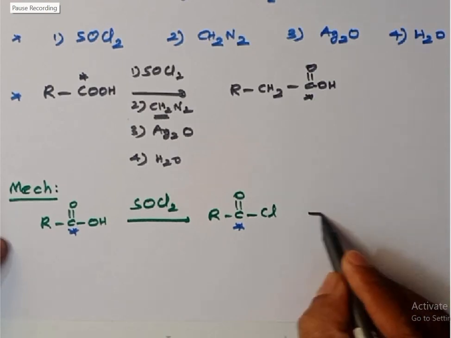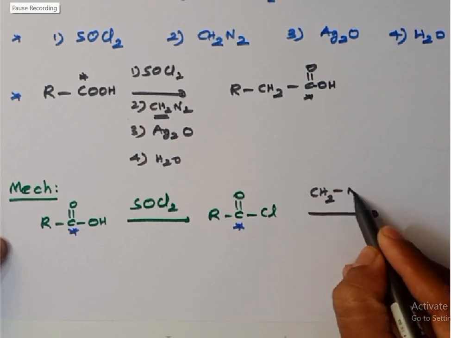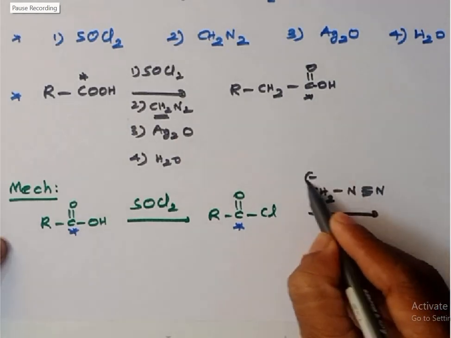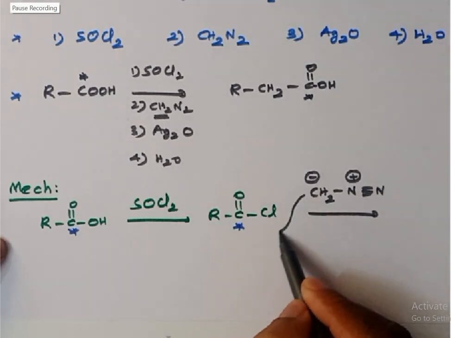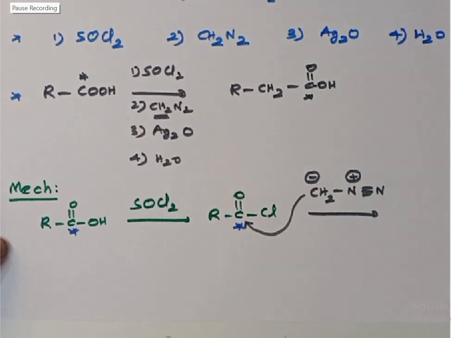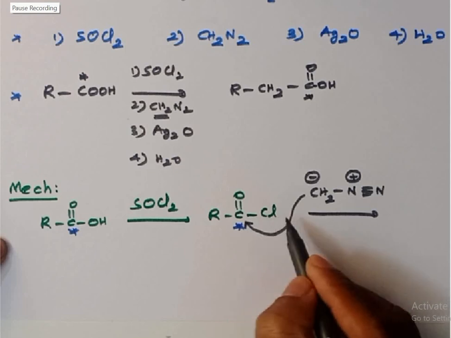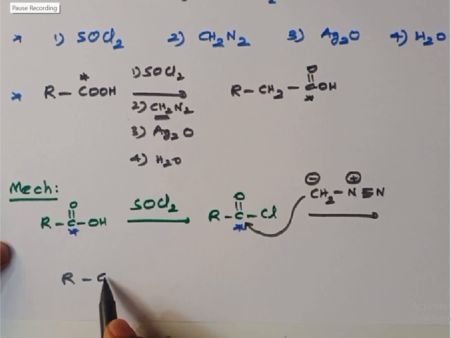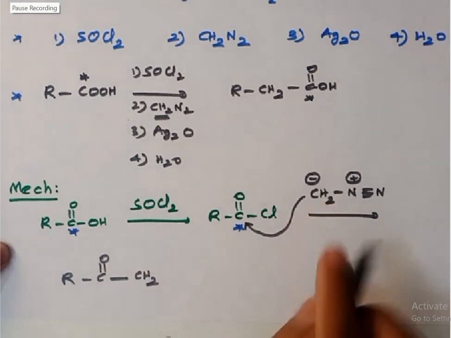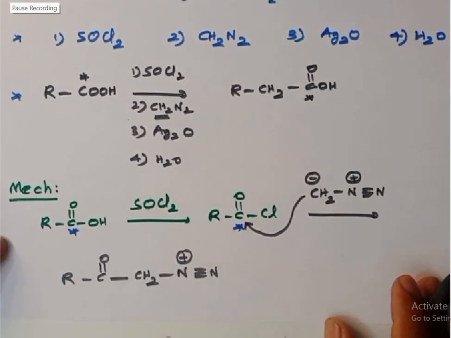And what's the next step? The next step is this compound is treated with diazomethane, and this is the structure of diazomethane, CH2 minus N2 plus. So here what will happen? Nucleophilic attack takes place, so that this becomes O minus. When the O minus returns back, chlorine comes out as Cl minus. Let me write the product here, RCOCH2, which becomes neutral now, with N triple bond N plus. You'll get this species.